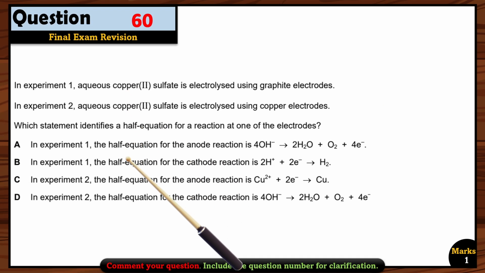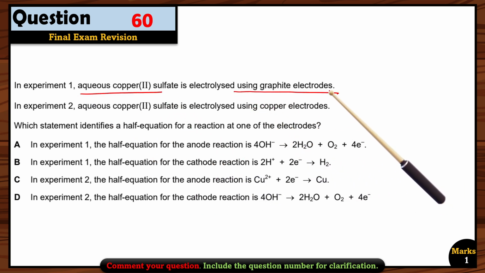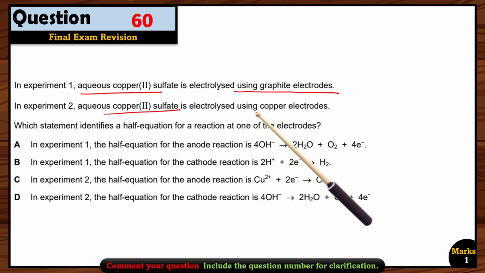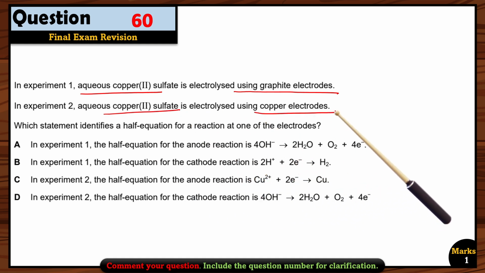In experiment 1, aqueous copper sulfate is electrolyzed using graphite electrodes. In experiment 2, aqueous copper sulfate is electrolyzed using copper electrodes. So which statement identifies a half equation for the reaction at one of the electrodes? Now in experiment 1, half equation for anode.